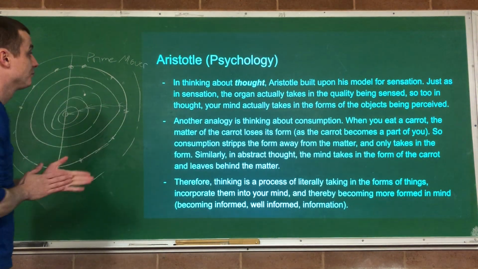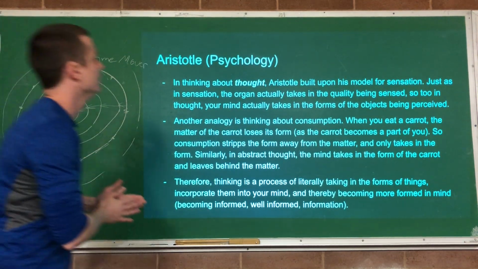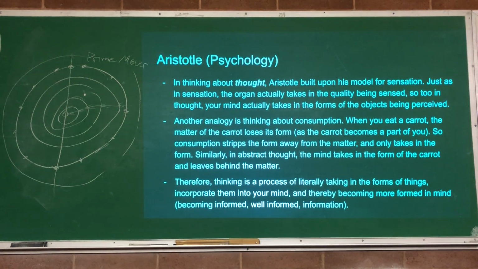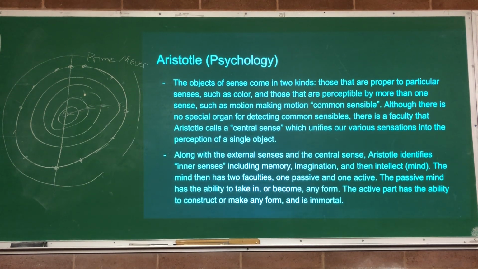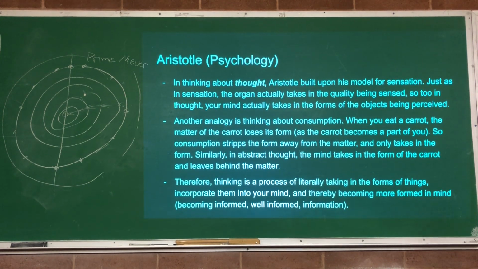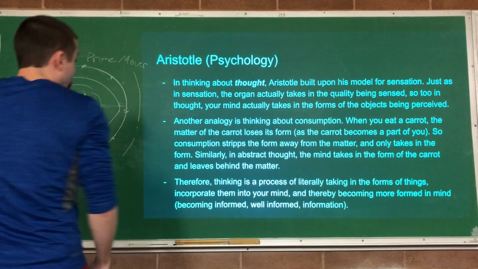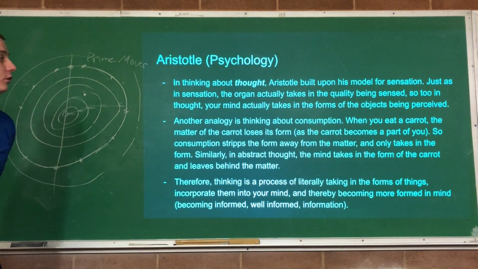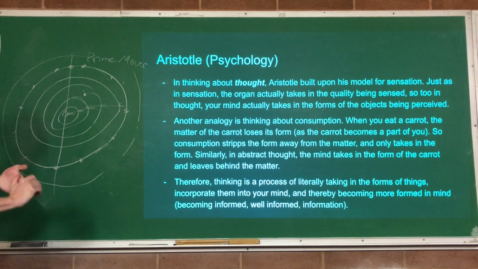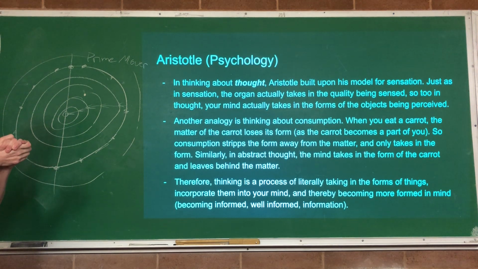I'm good. Okay, so in thinking about thought, is that the next one? Yeah. Okay, in thinking about thought, Aristotle built upon his model for sensation, makes it very similar. Just as in sensation, the organ actually takes in the quality being sensed, so too in thought, your mind actually takes in the forms of the objects being perceived.